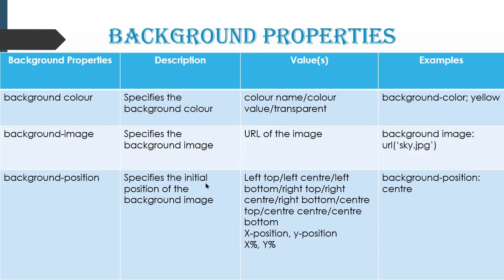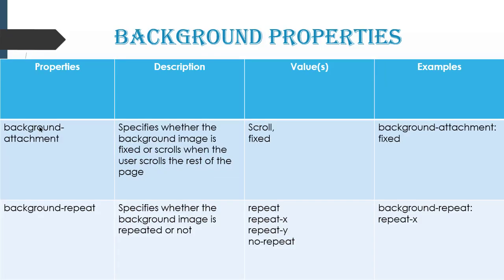Background position. It specifies the initial position of the background image. Either it is left top, left center, left bottom, right top, right center, right bottom, center top, center center, or center bottom. We can also give its position according to x-axis and y-axis, that is x% and y%. Background attachment specifies whether the background image is fixed or scrolls when the user scrolls the rest of the page. Its value should be scroll or fixed.